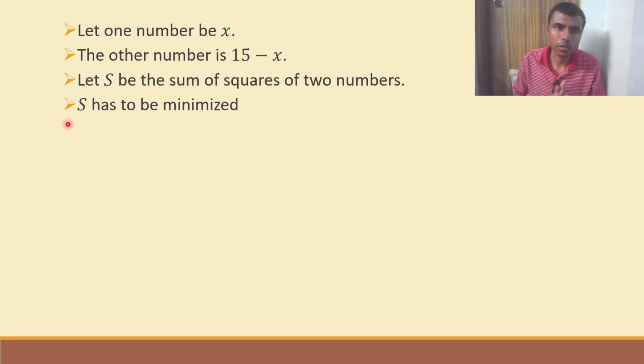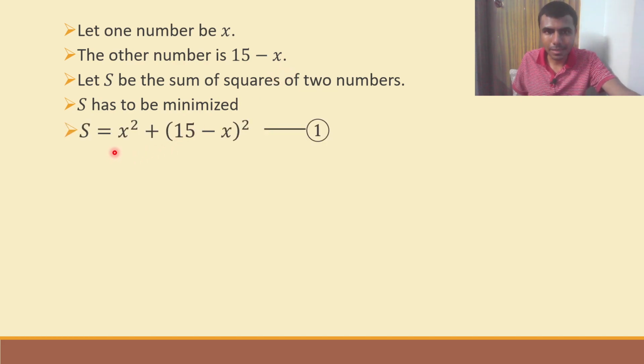Fine. Now what is S? S is nothing but the sum of squares of the two numbers. That means x squared plus (15 minus x) whole squared. So S is nothing but x squared plus (15 minus x) whole squared. Mark this as equation 1.